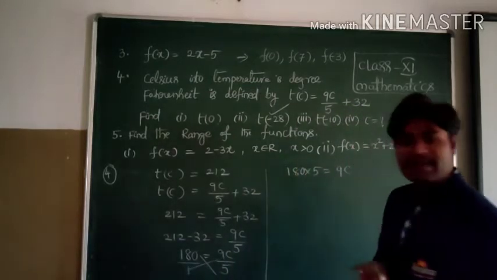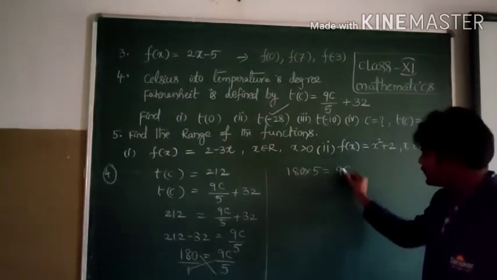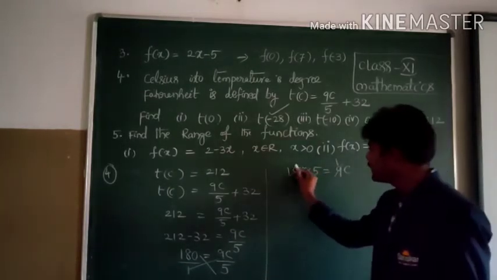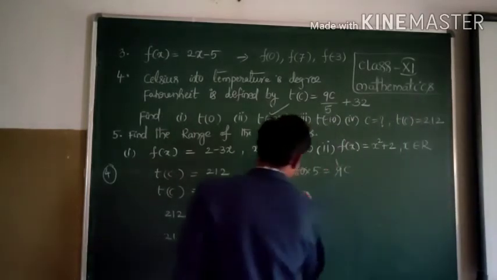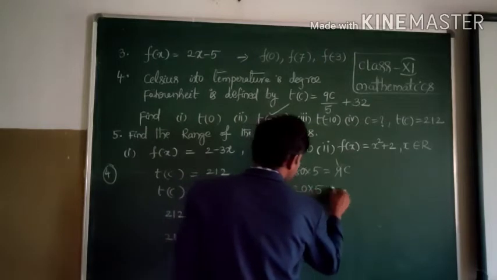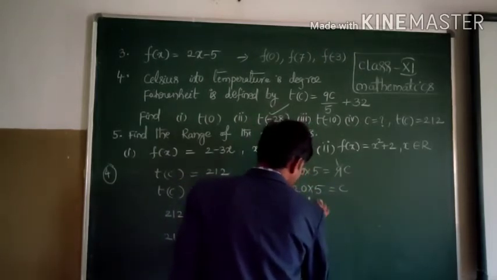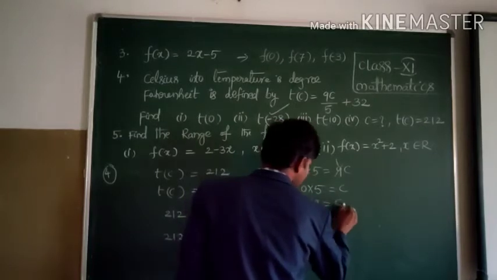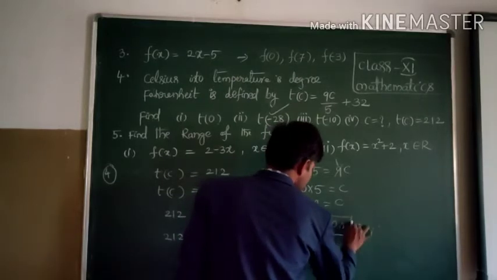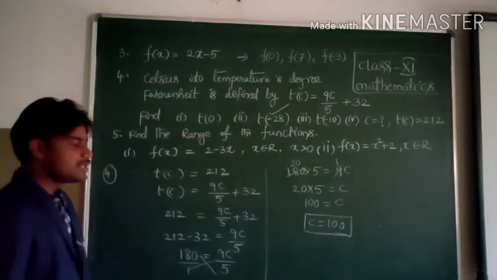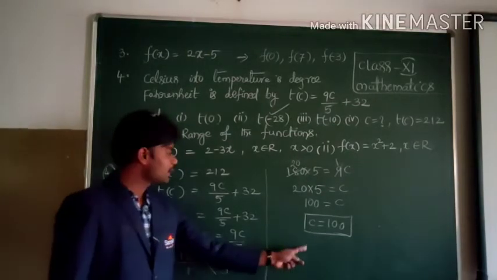1 into 9C. You can easily cancel here. 9 1 times, 9 20 times. So finally we can write 20 into 5 is equal to C. 20 into 5 is how much? 100. So the C value is 100. Finally C is equal to 100. In this way you have to calculate the value.